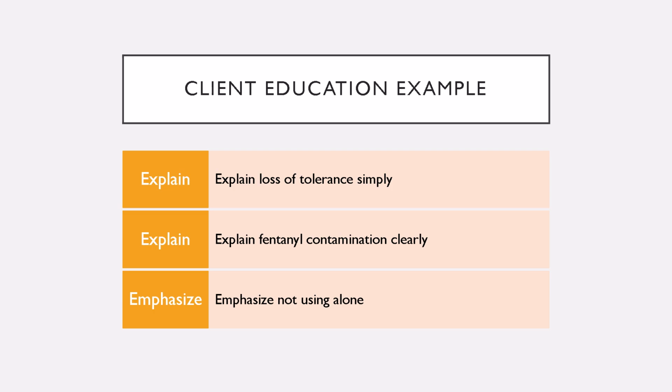If you're explaining fentanyl contamination, maybe you might say something like, a lot of street drugs and counterfeit pills now contain fentanyl, and people don't know that it's there. And that means that the strength is unpredictable, and overdose can happen even when somebody thinks that they're taking their usual amount. So again, the goal is clarity, not complexity.